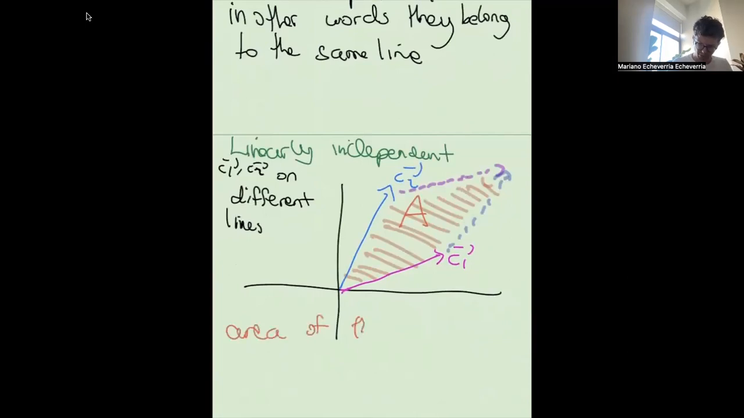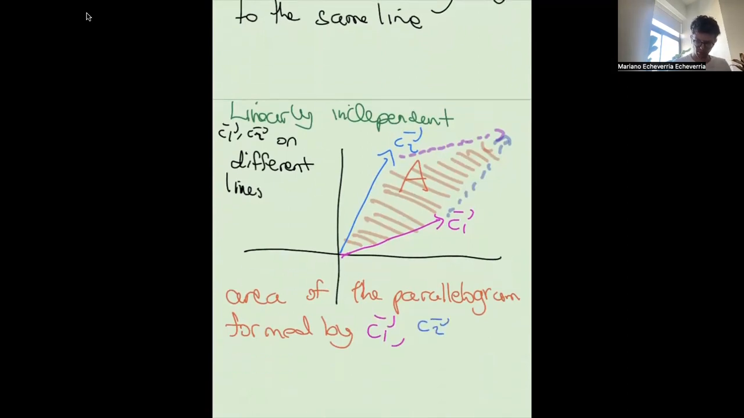The area of the parallelogram formed by C1, C2 is non-zero. Is that making sense?